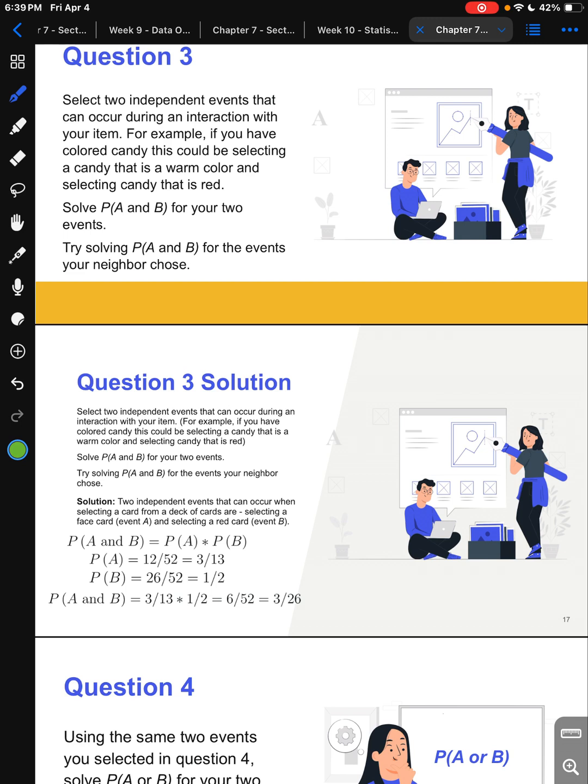So probability of A is 12 over 52, or 3/13. Probability of B is 26 over 52, or 1/2. So probability of A and B would be 3/13 times 1/2, or 6/52, or 3 over 26.